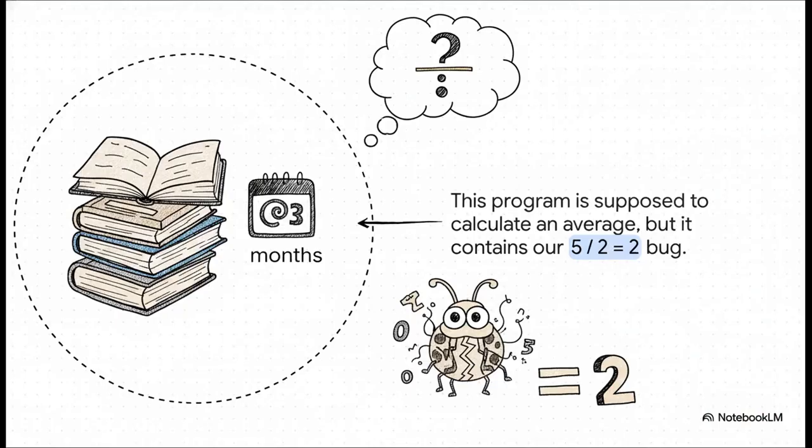Let's look at a real-world example. Here's a tiny program. All it does is ask how many books you're going to read and over how many months, and then it's supposed to calculate your average books per month. Simple enough, right? But yep, you guessed it. Hiding right inside this code is our exact bug, just waiting to happen.